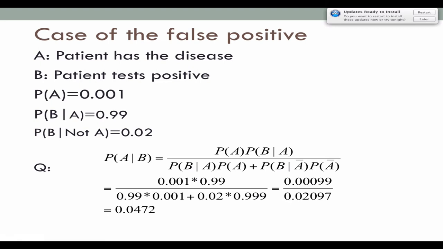this disease is really, really rare. You can see P(A) equals 0.001. The disease is really rare, so although the test sounds really good, with its accuracy of 99%, there is still an unignorable chance that you don't have the disease but the test is positive. Is that okay?